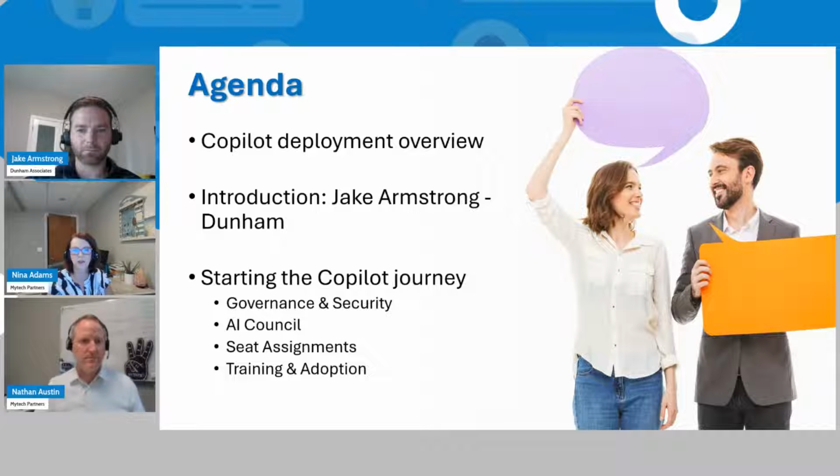Agenda-wise, one of the things I wanted to look at today is a really quick overview of Microsoft's recommended steps when doing a Copilot deployment. I think that'll set the stage for what we're discussing today. Then we'd love to introduce Jake. Some of the things we want to touch on are really starting the Copilot journey: thinking about governance and security, an AI council, and how to make the decisions around those seat assignments. That's a question that everybody's kind of struggling with. And what does training and adoption look like?